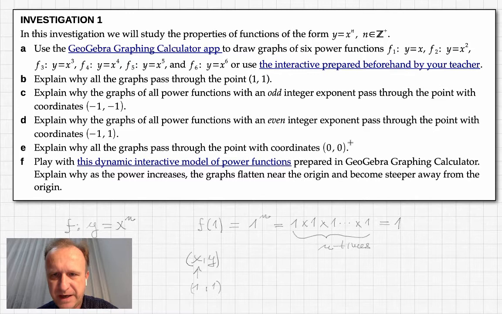This should explain the fact that all the graphs pass through the point with coordinates 1 and 1. Okay, now in part C, explain why the graphs of all power functions with an odd integer exponent pass through the point with coordinates -1, -1.